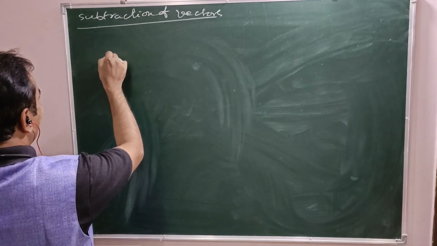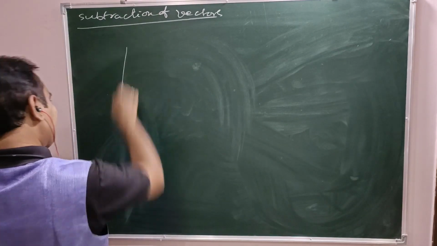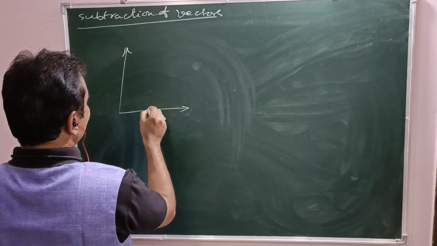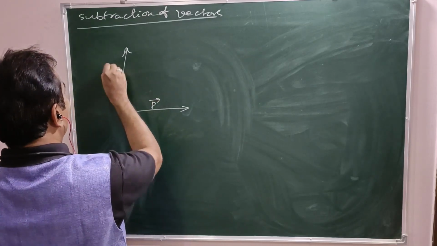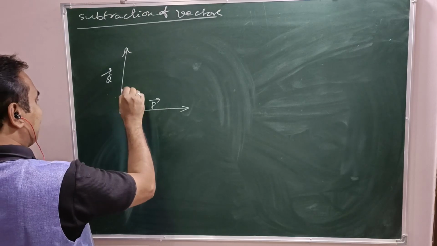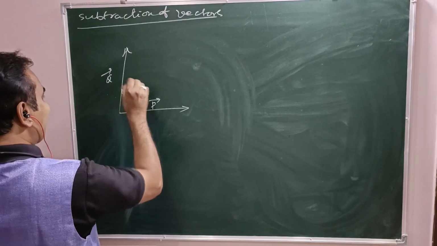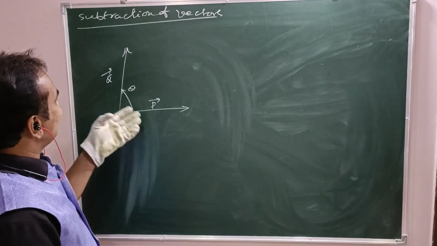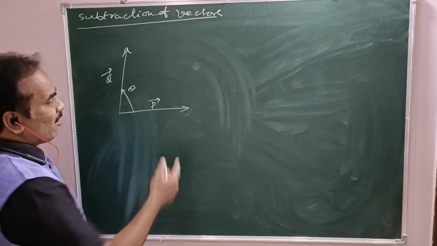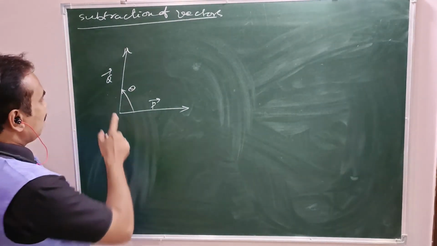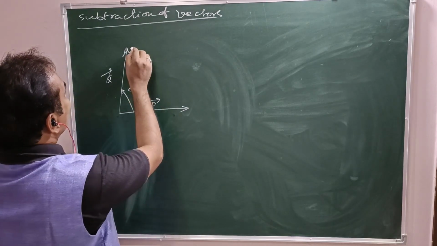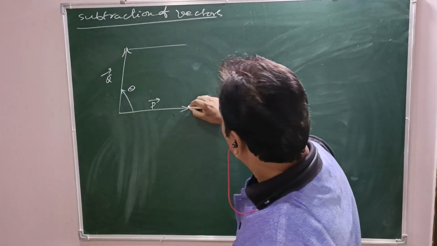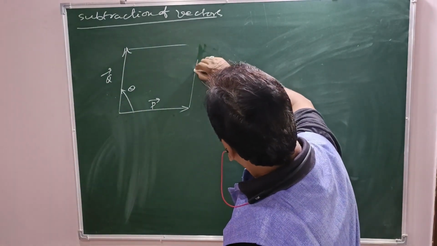Now see, two vectors are there here. This is P bar, this is Q bar. What is the angle between these two vectors? Theta. Theta is the angle between the vectors. These two are drawn from the same point. I am taking both as adjacent sides of a parallelogram. A parallelogram should have four sides, so the other two sides are: parallel to P bar, take one side somewhere here, and parallel to Q bar, take one more side somewhere here.